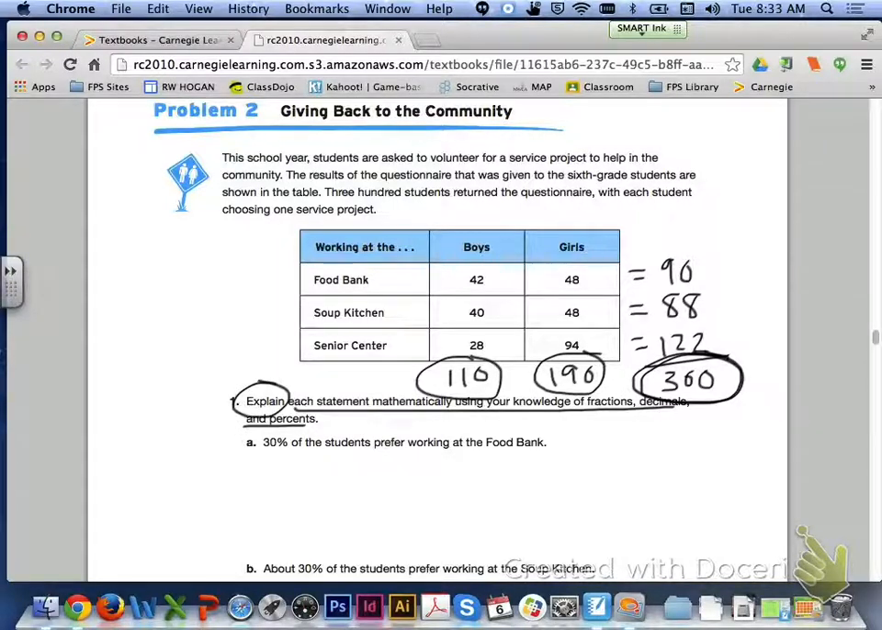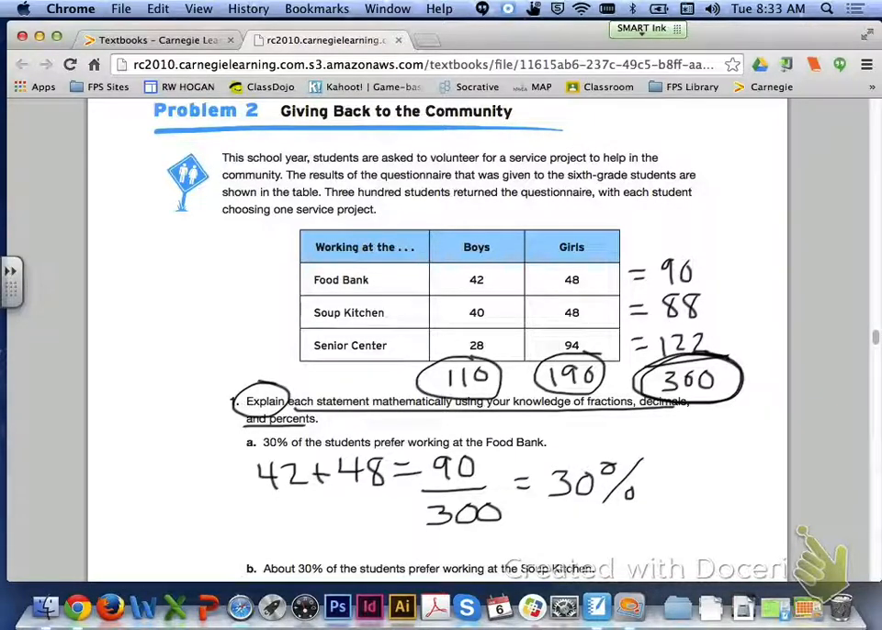So number 1 asks us to explain each statement mathematically using your knowledge of fractions, decimals, and percents. I want to go over letter A with you so that you can see how to set up each of the questions to justify and explain the statements, and then I'm going to have you finish up letter B through letter H on page 423. So let's take a look at letter A first.